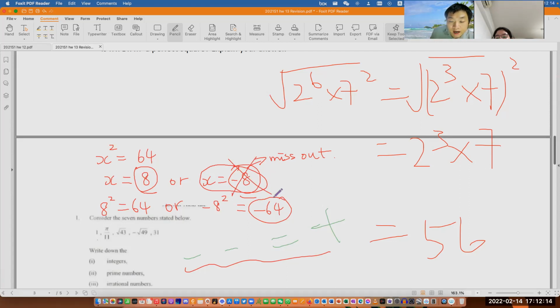Some students have this argument like, no, negative 8 is not the answer, because you see negative 8 squared is equal to negative 64. Negative 64 is not 64 here. So one of the mistakes for this is you have to put a bracket. Do you know why you need to put a bracket?